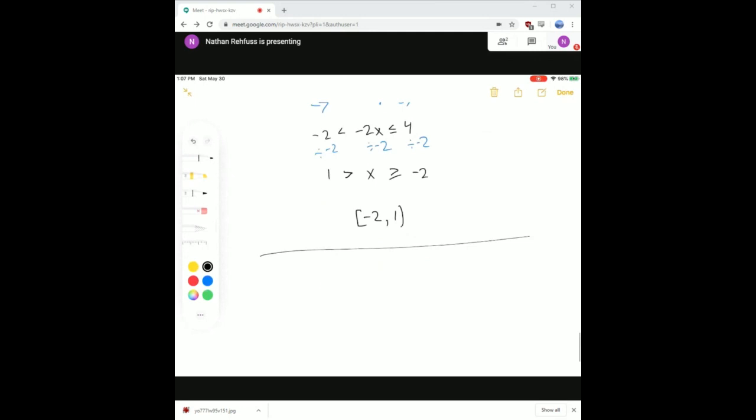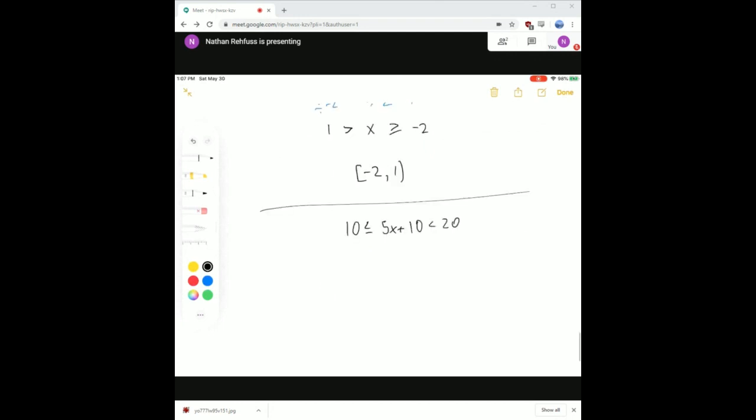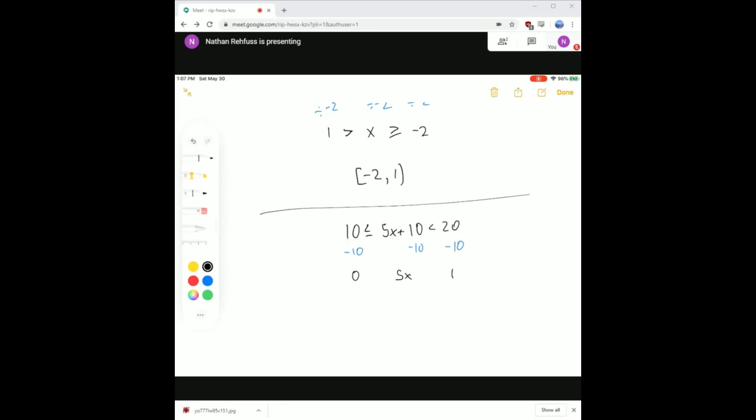Let's say I had 10 is less than or equal to 5x plus 2. Actually, let's make that a 5x plus 10. This will be interesting. And that's less than, how about 20? Now, we want to be careful here. When I subtract 10, that goes away from all three sides. And that means the left side is 0, this is 5x, and this is 10.